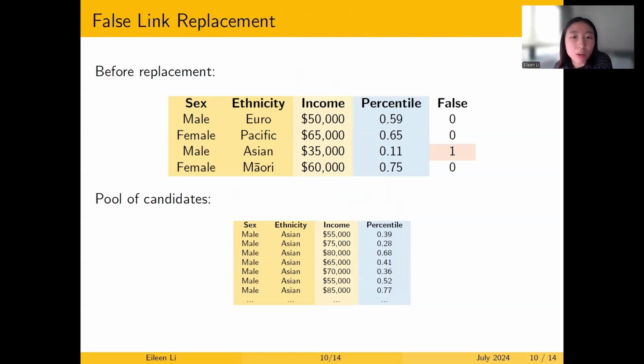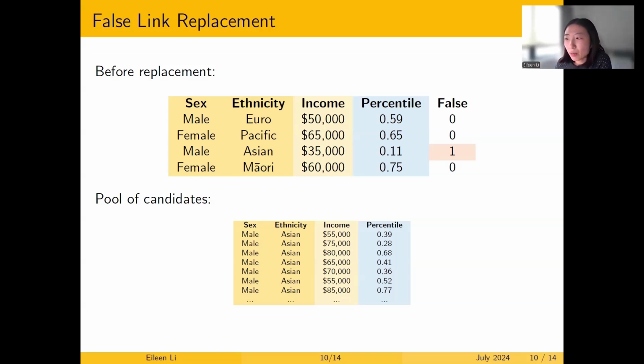In this example on this slide here, the first three columns are from census. So sex, ethnicity, and income are from census. And I'm interested in looking at the relationship between income and educational achievement. So this percentile column in blue comes from the education datasets. So you can see that more than half of my data comes from census, and the rest comes from education.